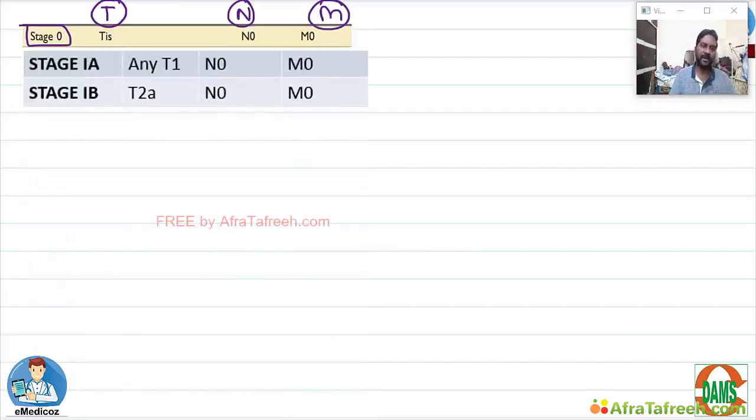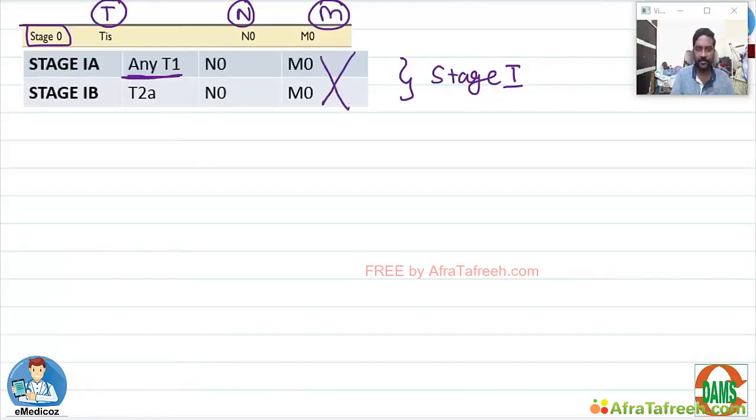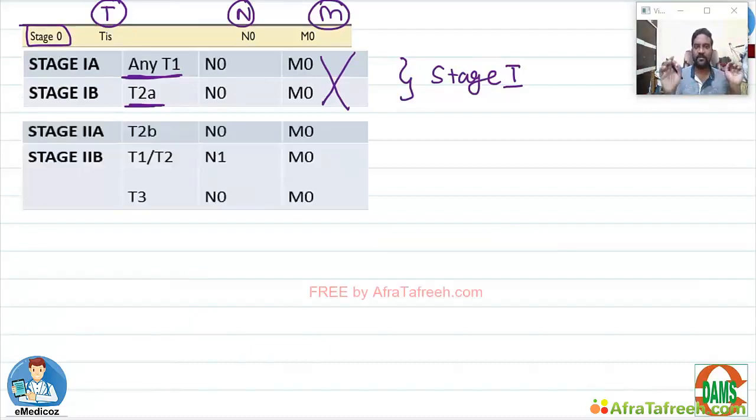Then stage 1, we have stage 1A and stage 1B. So in stage 1, stage 1A is any T1, N0, M0. So it can be T1A, T1B, anything. No node status. So no need to worry about metastasis up to stage 4. So that is an easy clue. Stage 1B, there will be T2A. So it has gone into T2. The tumor size has increased and now it is T2A N0. So this is stage 1.